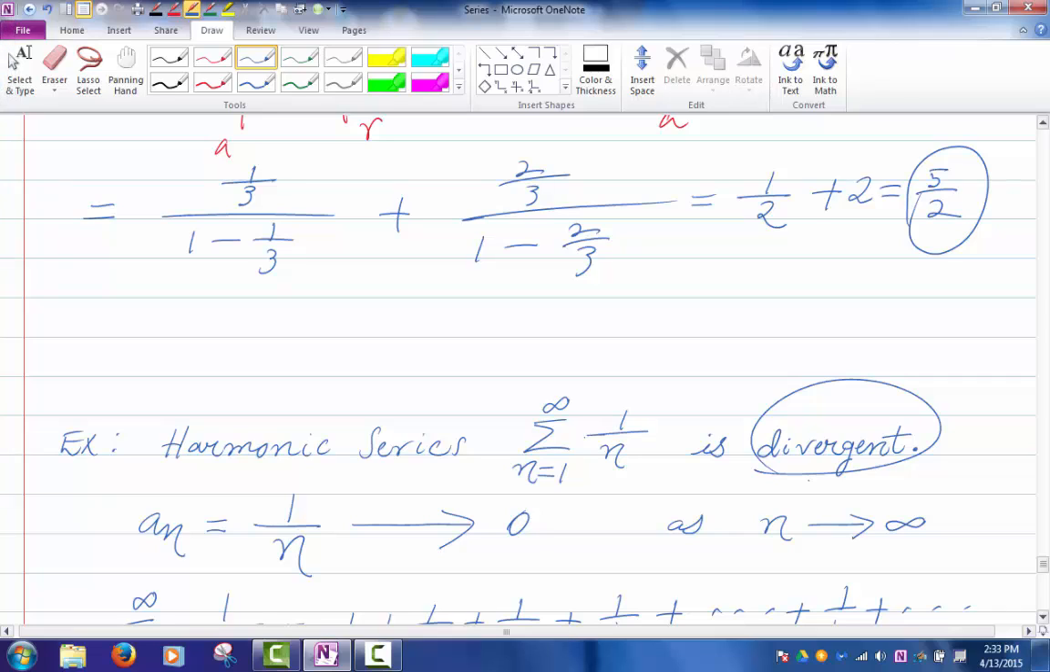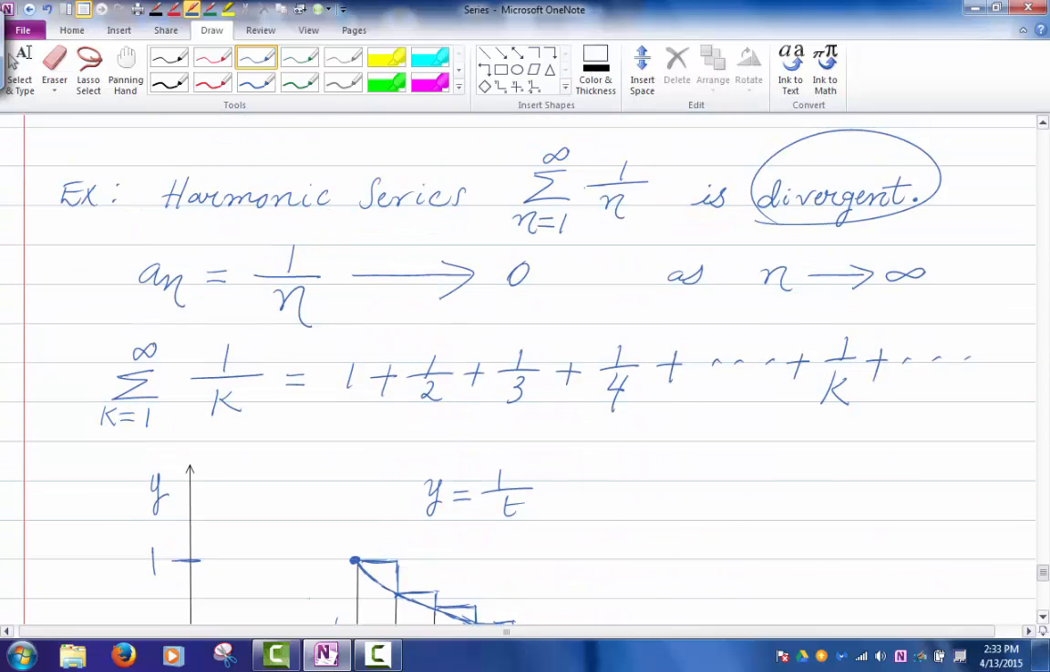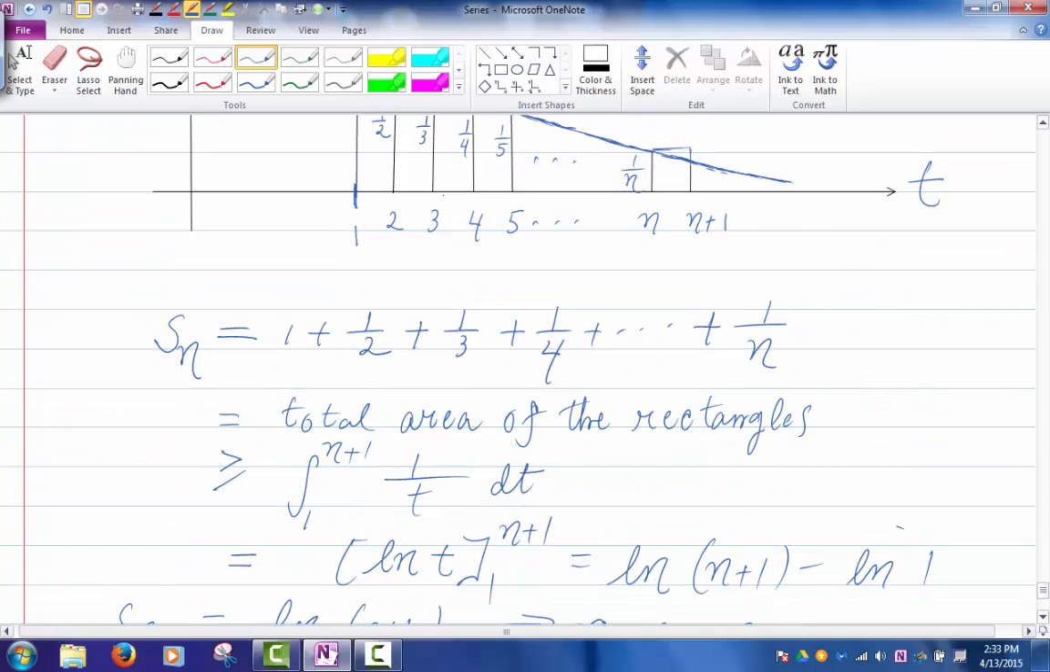What is it telling you? Not only is this series divergent, but it's telling you the limit of Sn is infinity. What is Sn? Sn is this sum. The limit of Sn is infinity. It means that as you add more and more terms of the series, the sum becomes larger and larger, right? Am I making sense?